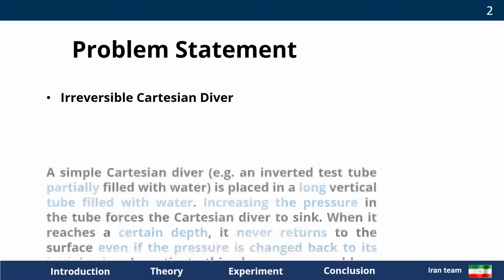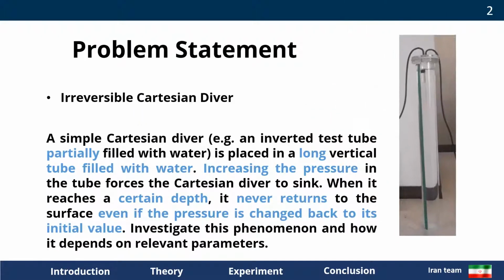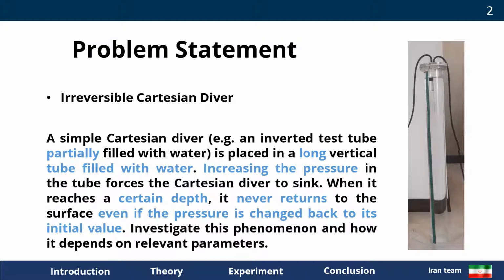The problem statement says a simple Cartesian diver, for example an inverted test tube partially filled with water, is placed in a long vertical tube filled with water. Increasing the pressure in the tube forces the Cartesian diver to sink. When it reaches a certain depth, it never returns to the surface, even if the pressure is changed back to its initial value. Investigate this phenomenon and how it depends on relevant parameters.